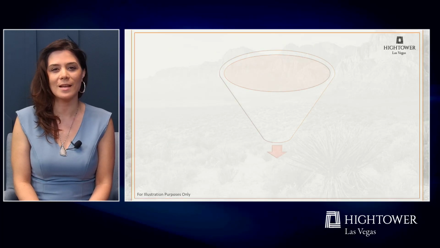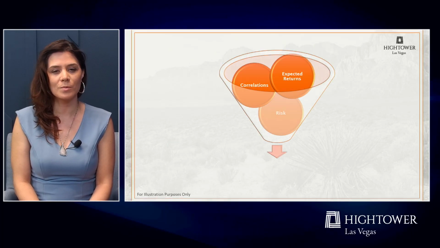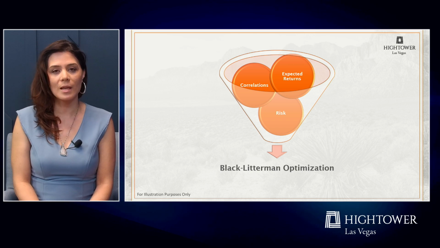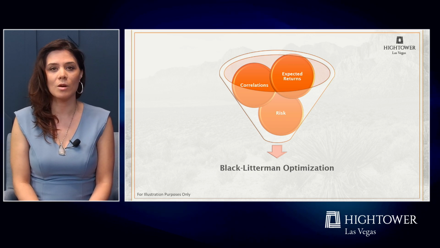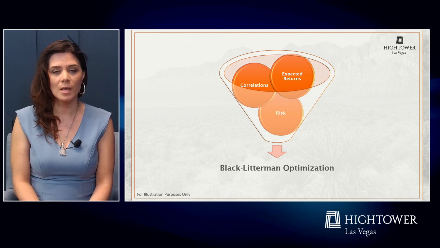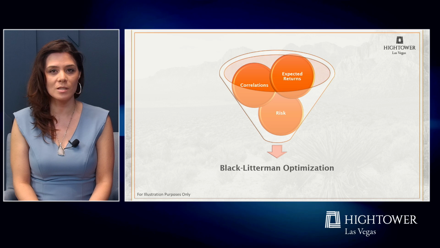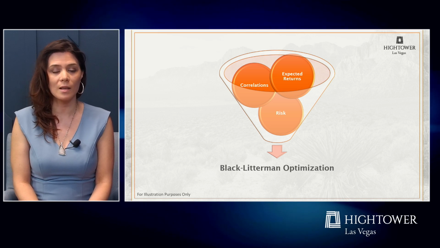But how is that determined? Well, we use a process called the Black-Litterman optimization. What that does is it looks at the long-term expected returns for all major asset types as estimated by the major banks. It also looks at things like correlations and risk metrics. It then recommends an asset allocation.